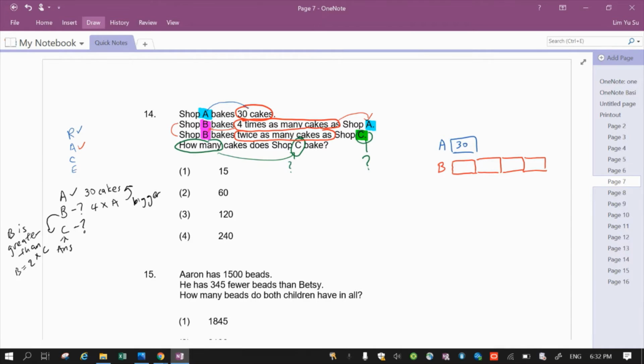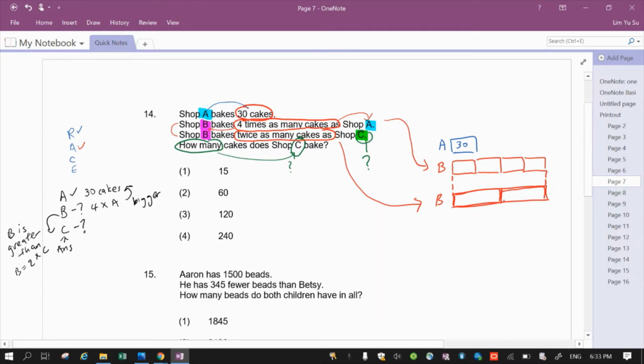But if you look at the second one, B, if I want to draw B at the bottom, the same B, that means this is what B actually is. This whole bar, you can see that this is the exact same one. But the third statement here, okay, shows a different set of information. It shows that B is twice of C. So I actually have 2 units for B, and then over here, I have C that is 1 unit here.